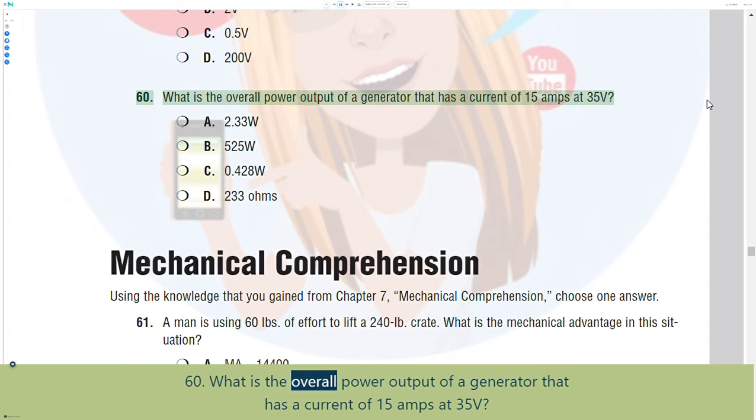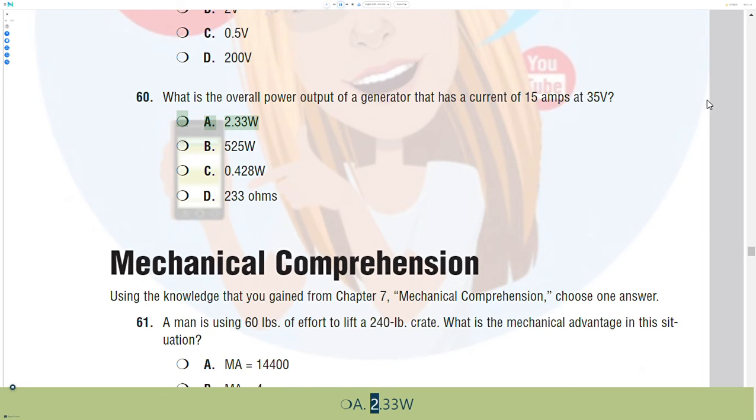60. What is the overall power output of a generator that has a current of 15 amps at 35 V? A. 2.33 W. B. 525 W. C. 0.428 W. D. 233 ohms.